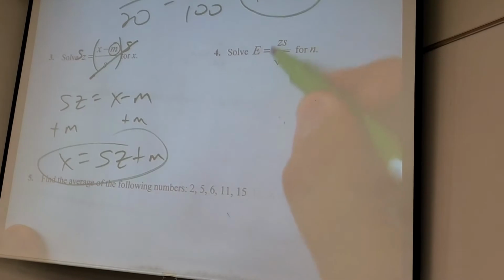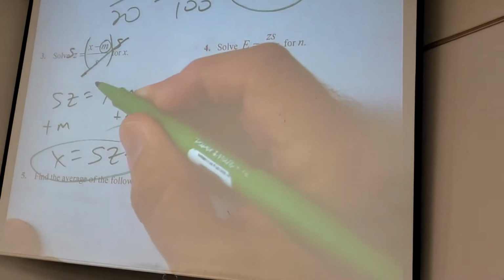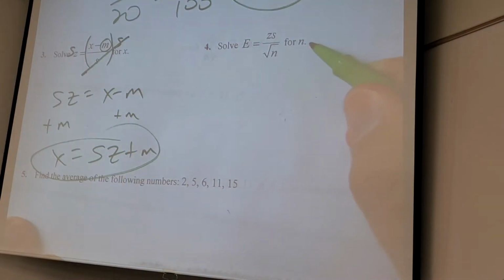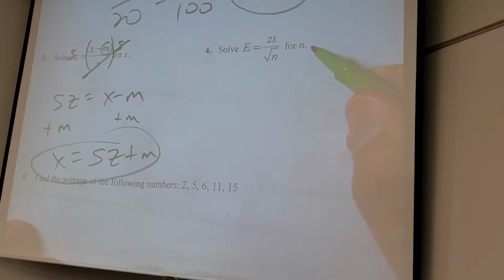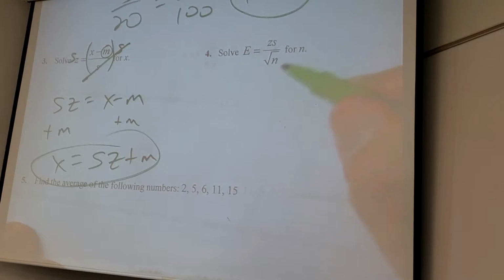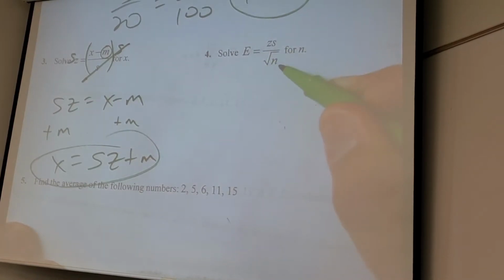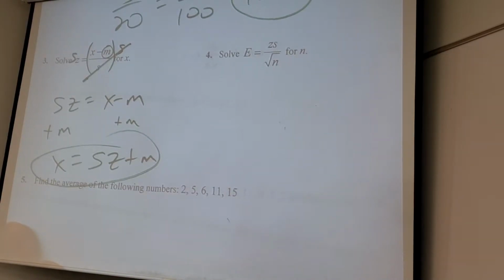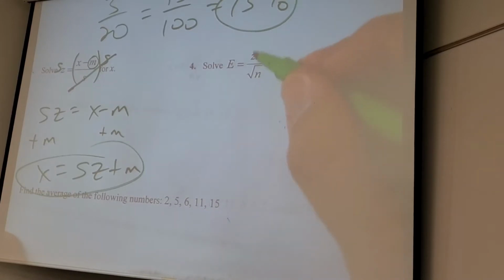Now this number 4 has a very similar problem to this one, but what's wrong with the n? There's two things wrong with the n. And what do I mean by wrong with it? There's two reasons why it's not by itself. It's on the bottom and it's inside of a square root. So I know what I need to do. How do I make it not be in the bottom anymore? Multiply by it.